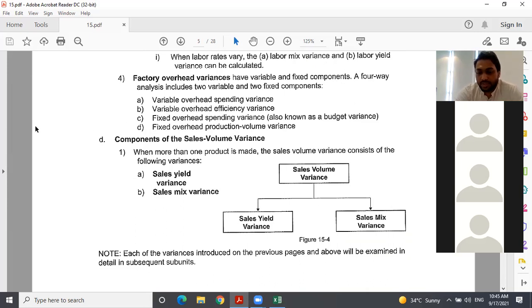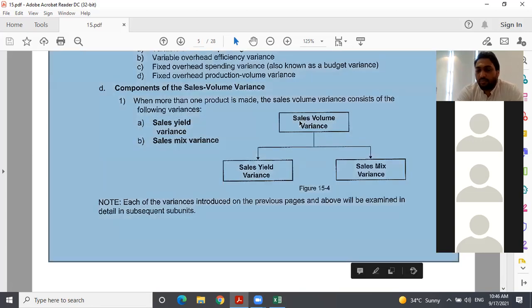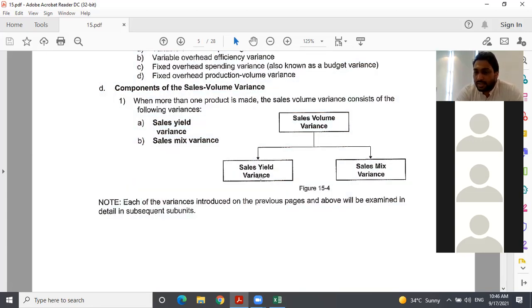Components of the sales volume variance: when more than one product is made, the sales volume variance consists of the sales yield variance and sales mix variance. So the sales volume variance is caused by the sales yield variance and sales mix variance.